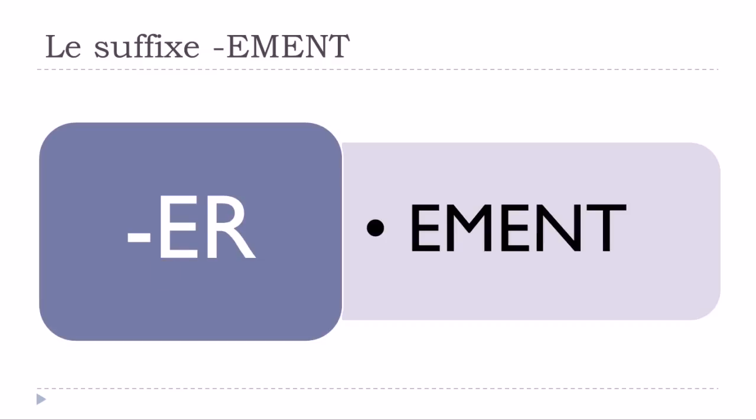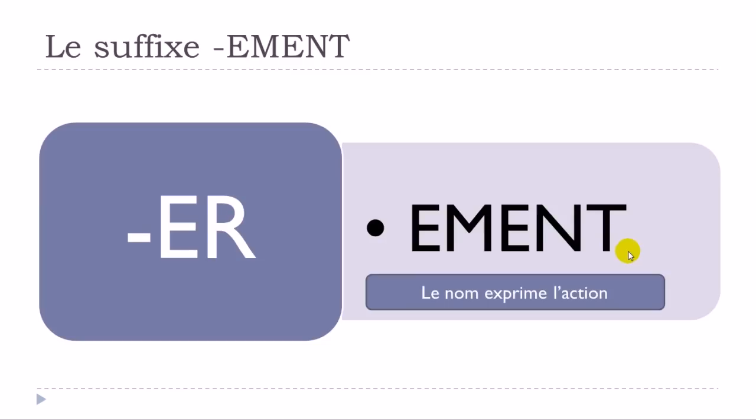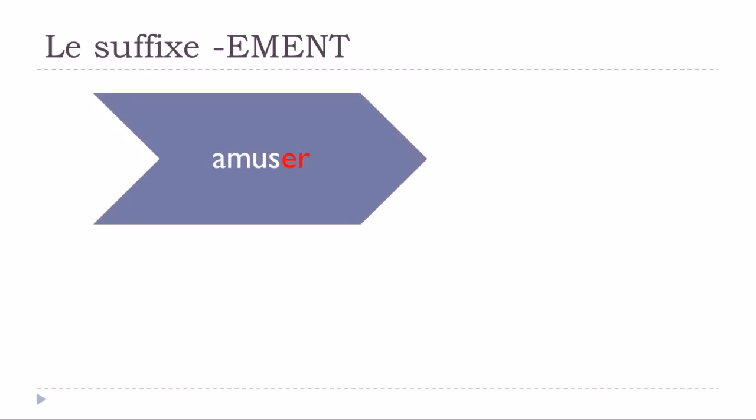So you need to take away this er ending and replace it with the suffix E-M-E-N-T to get the noun. And you've got to keep in mind that the noun must express the action, because you can have many nouns, or substantives as we say, that express different things. But when you're going from the verb to this substantive, it must express the action. So let's see a few examples now.